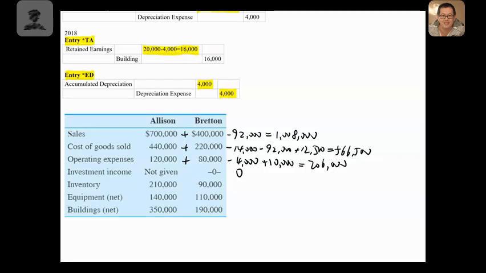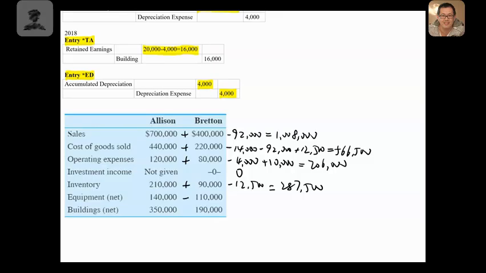We are going to use entry I to eliminate any investment income. Well, next one, inventory. We take the current book value, and then minus the overstated amount of the inventory from entry G, which equals 287,500. Next one is equipment.